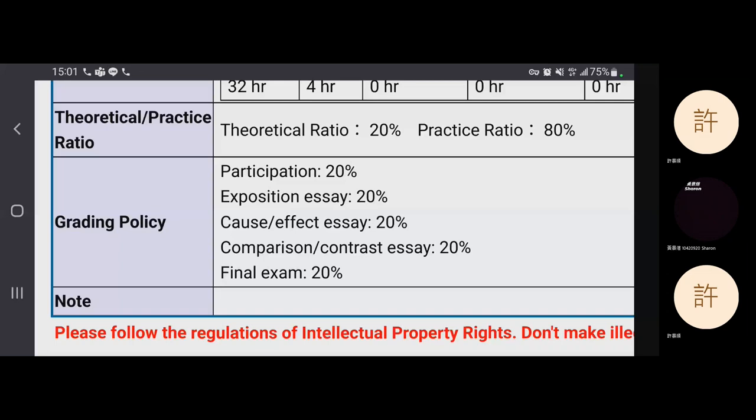Is that clear? So at the end of the semester, if you want to calculate your grade, your midterm grade will only be your exposition essay, your final exam grade will only be your final exam, and your daily grade will be participation plus cause effect plus comparison contrast. Questions?